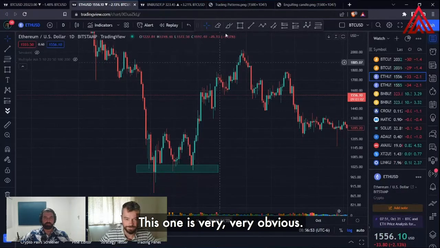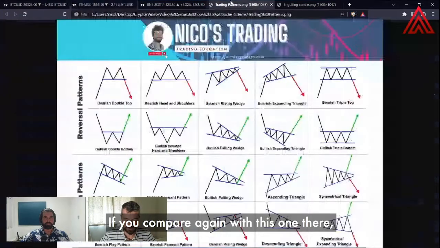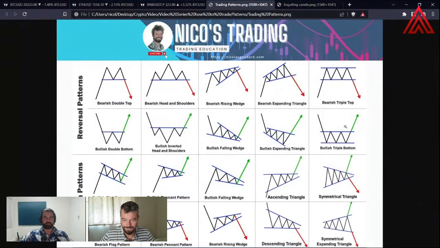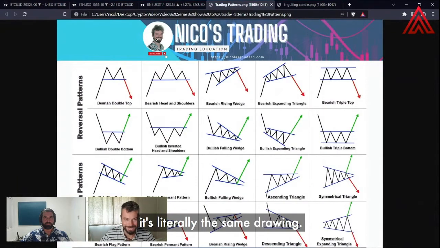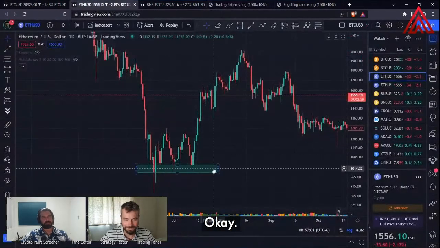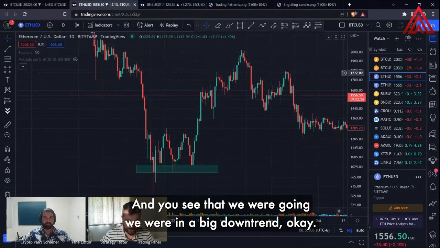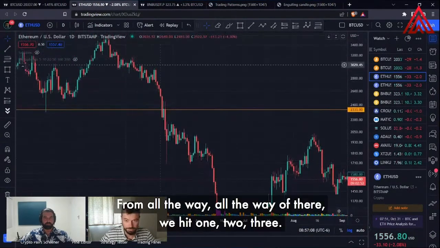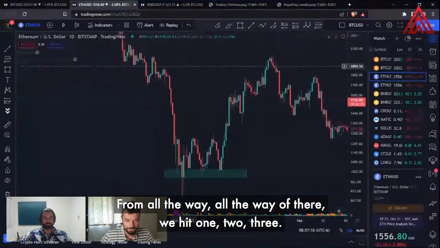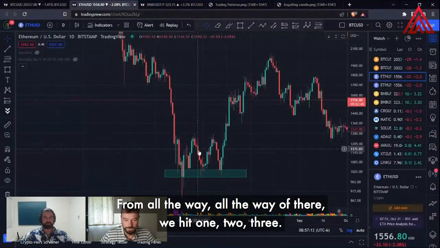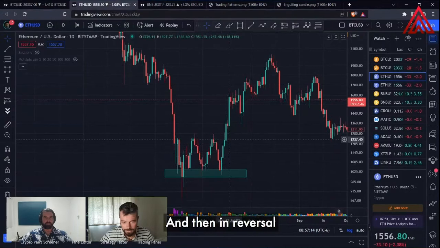This one is very, very obvious if you compare again with this one there. It's literally the same drawing. So that's a very obvious one, and you see that we were in a big downtrend, from all the way up there. We hit 1, 2, 3, and then a reversal.